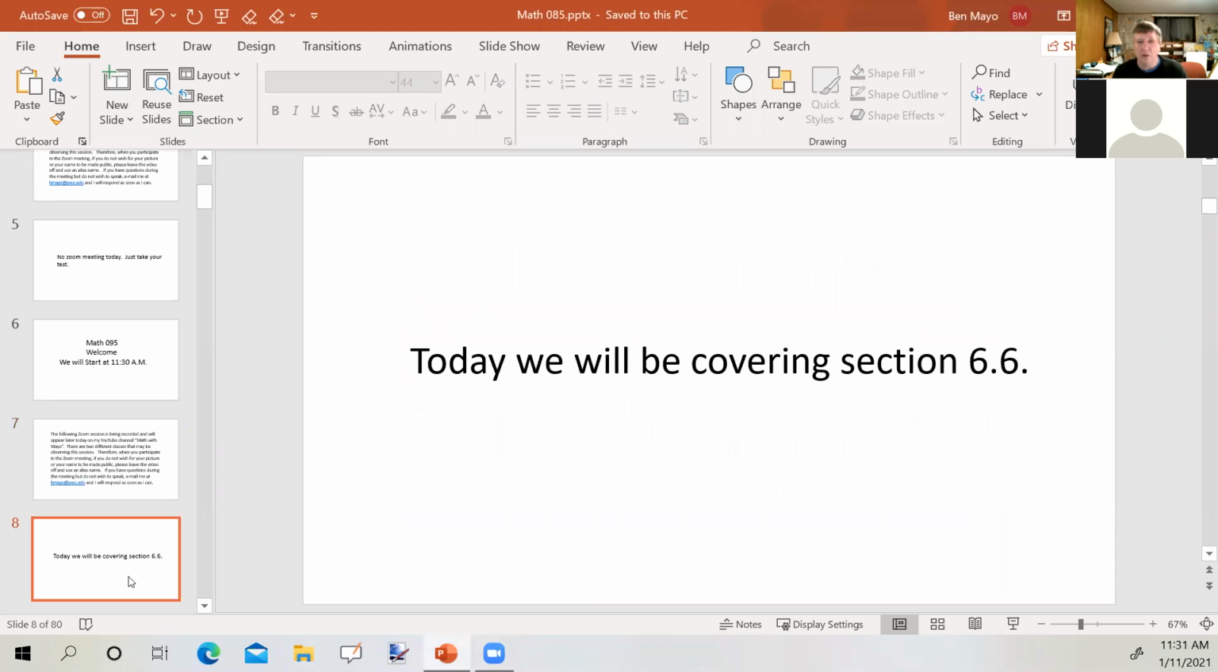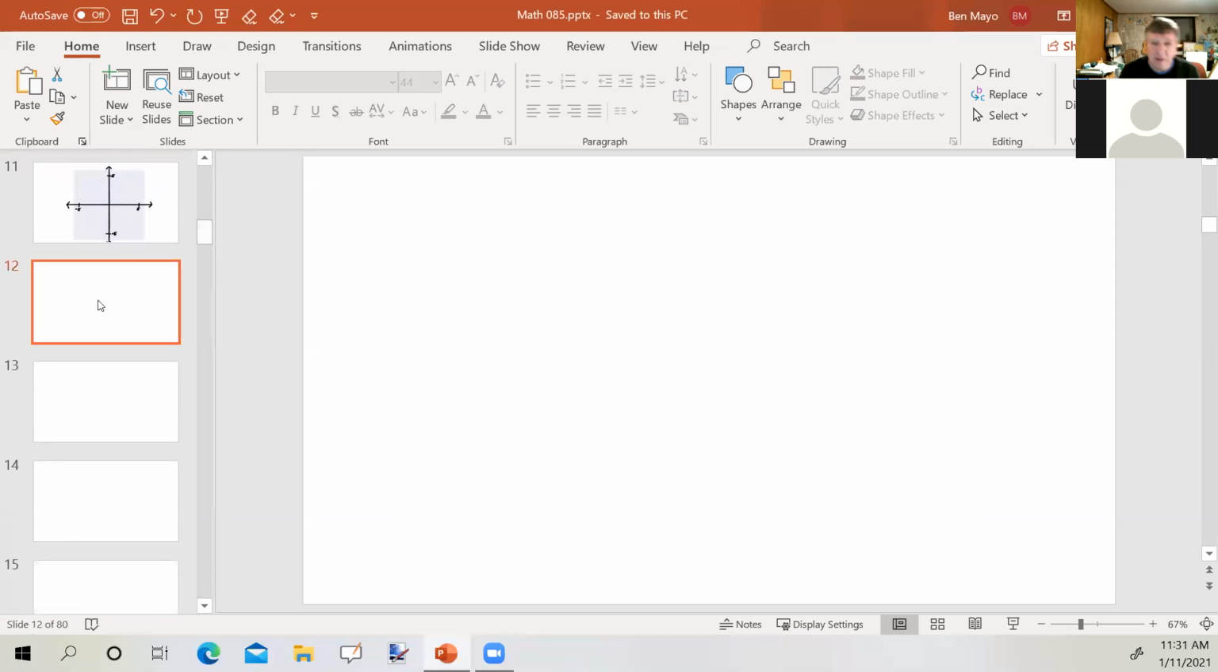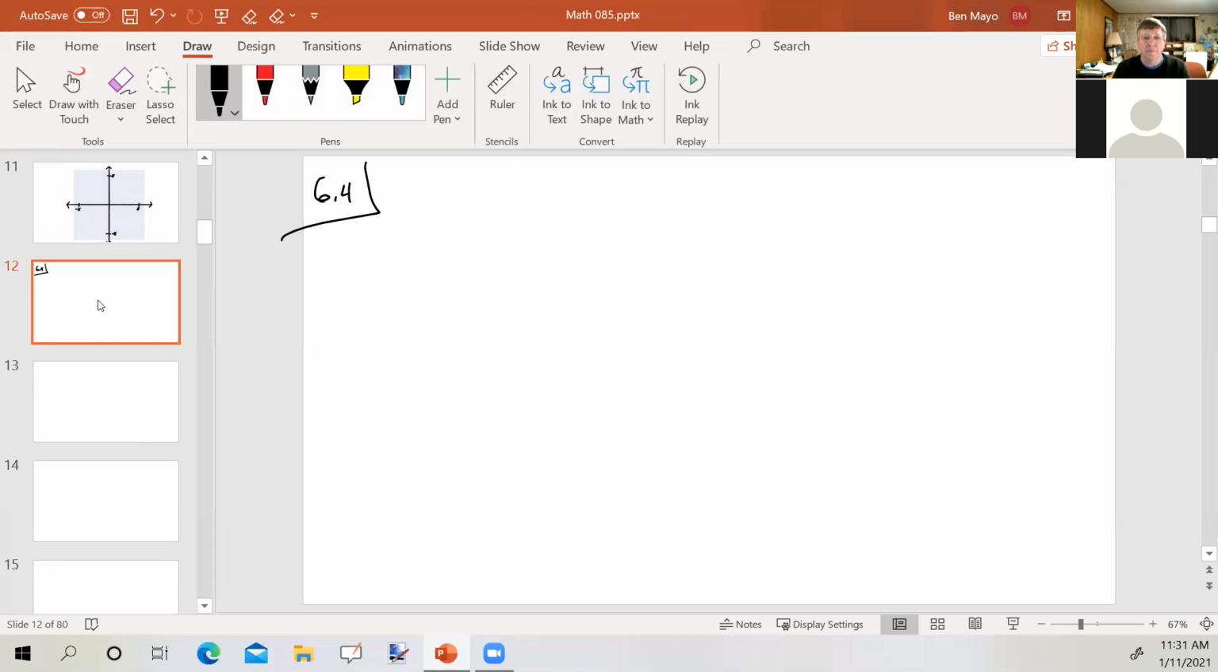So we're going to go on and look at section 6.6 today, but before we do that, are there any questions from over the weekend, section 6.4? If there are, bring them on. All righty, I guess we'll go on to 6.6.